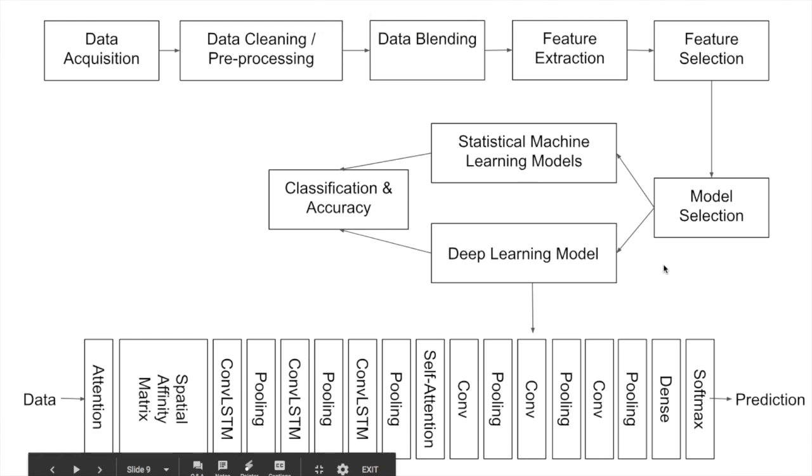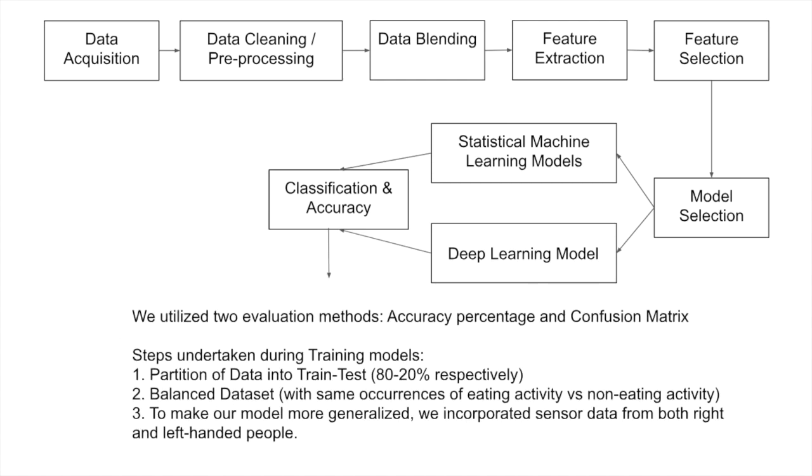After the attention layer, we use further convolutional and fully connected dense layers for the classification. Now, for the evaluation methods, we utilize two metrics. One is the accuracy percentage. We also reported the confusion matrix.